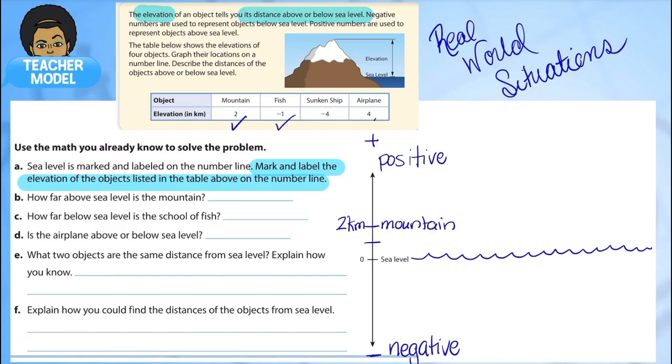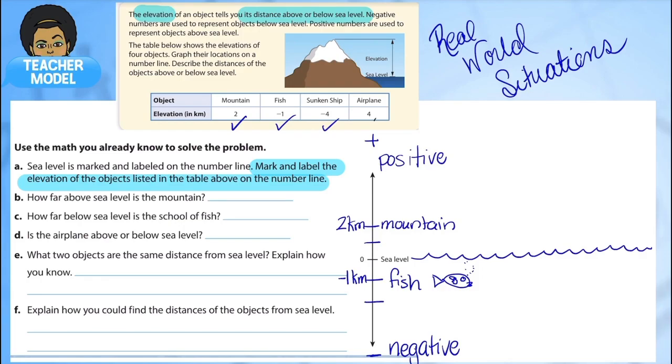Let's go to our next item. At -1, we have a fish. So here we go, -1 kilometers. We have a fish just swimming. I actually want to draw a fish. The little bubbles. There's our fish. It is below sea level. Obviously, if our fish was above the water, it would not survive, but it is swimming perfectly at 1 kilometer below sea level.